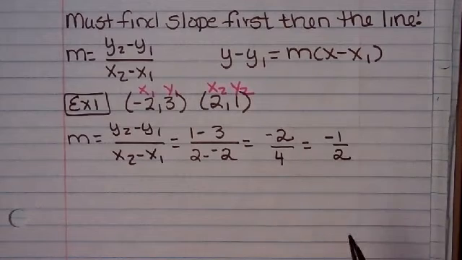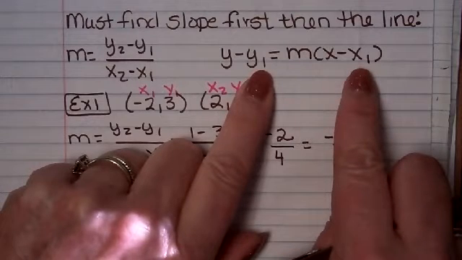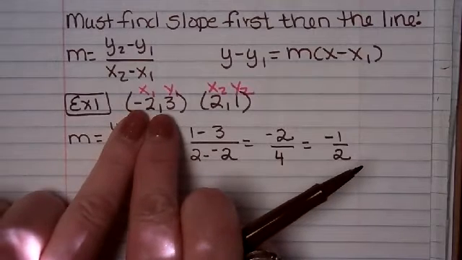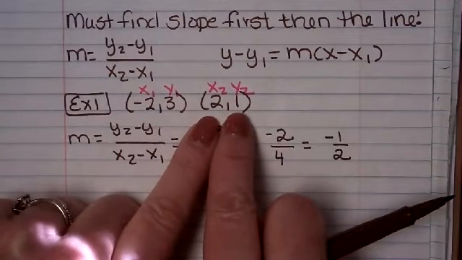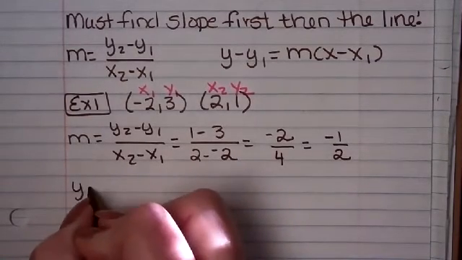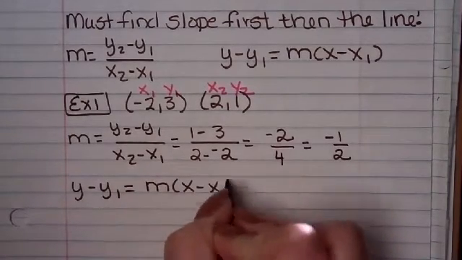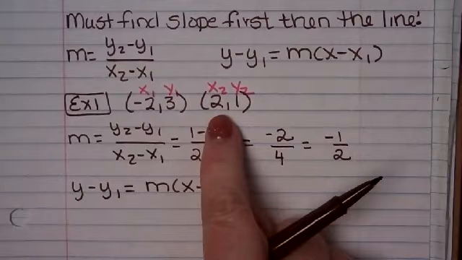Now, let me stop you here for a second. Listen carefully. The formula says y sub 1 and x sub 1, okay? But honestly, it does not matter whether you use the first or the second point. Just pick one of the points and use it. Now, with that said, I'm going to pick the second one because it doesn't have any negatives. I just don't like dealing with negative signs, okay? So first thing I'm going to do is write my formula, just like that. And I'm going to use this point.